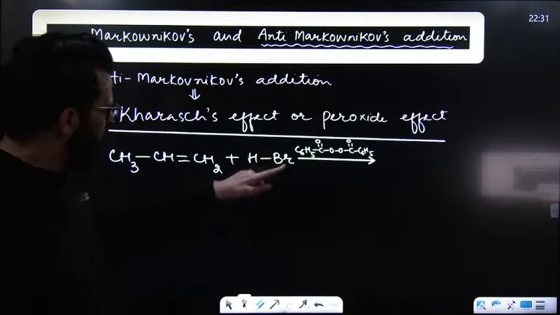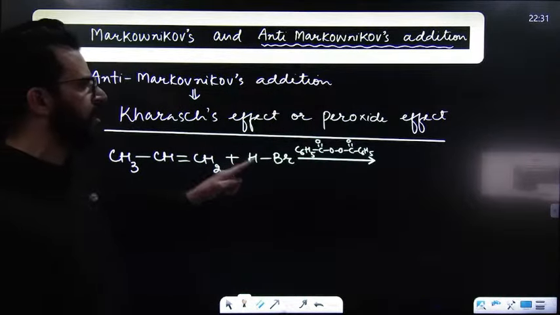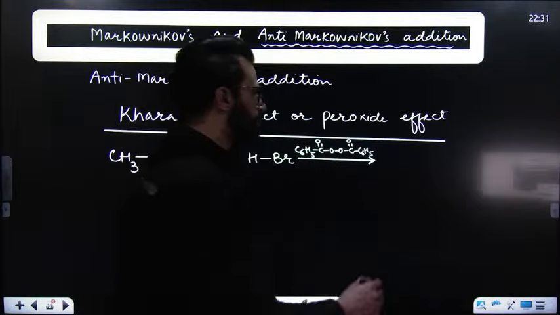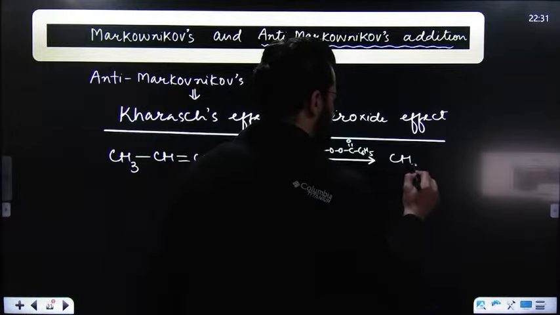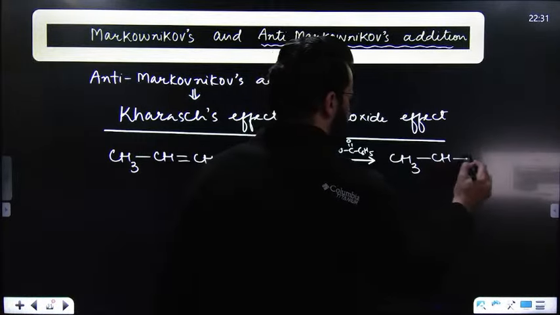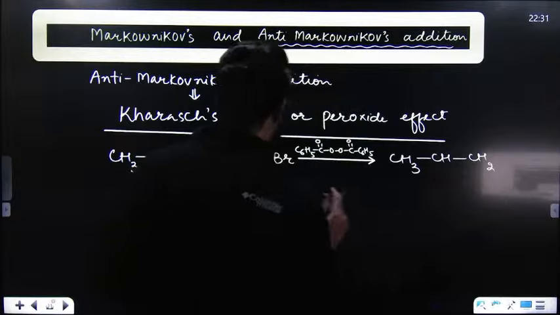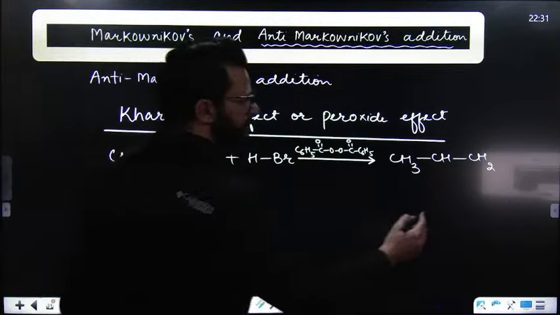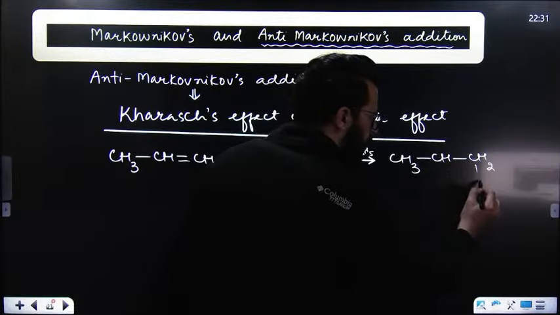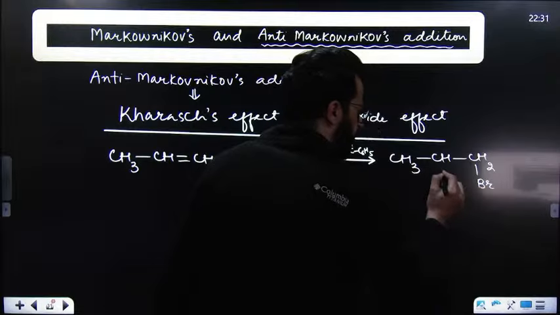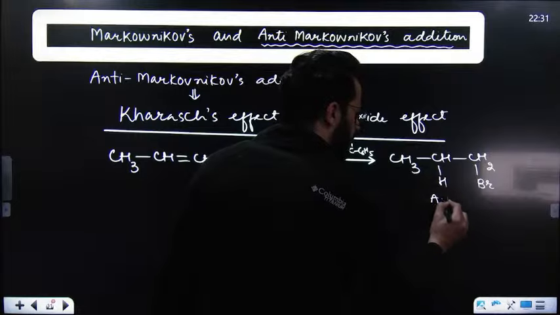But whenever HBr is added to unsymmetrical alkene in presence of peroxide, product is anti-Markovnikov's product. What does that mean? That means negative part goes to that carbon of the carbon-carbon double bond which is having more number of hydrogens. So this will be our product.